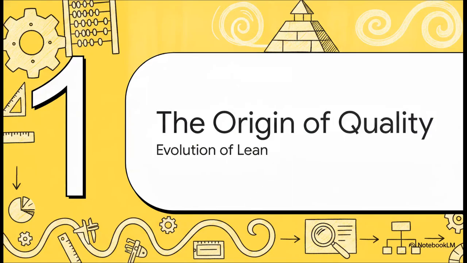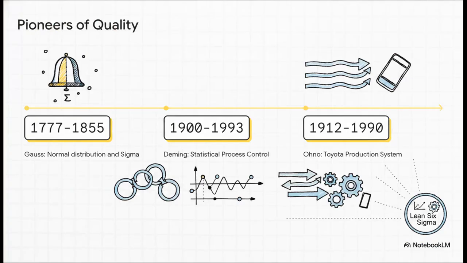All right, kicking things off with Section 1, the origin of quality. Now, modern quality control isn't just some new corporate trend. It's actually a centuries-old scientific evolution. Just look at the timeline of these three absolute titans. First up, Carl Friedrich Gauss. He gave us the foundational math back in the day, the normal distribution, or the bell curve, which uses standard deviation, or sigma, to express how measurements spread around a target.